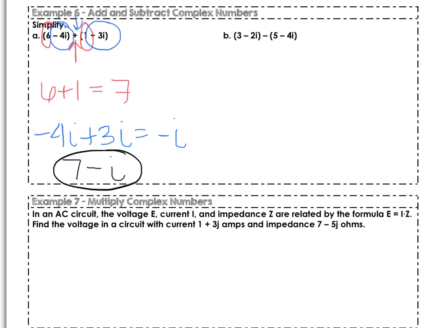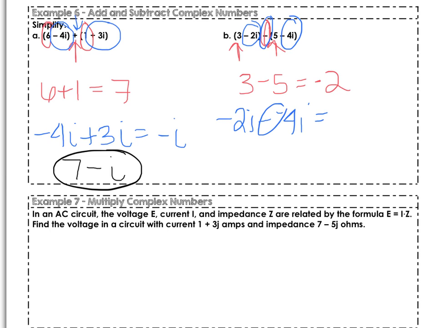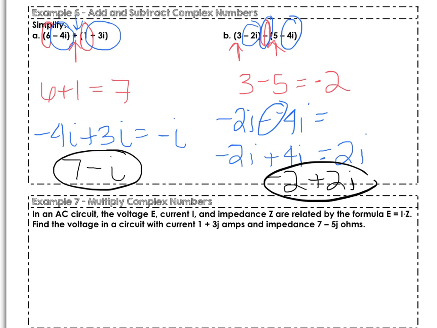Well, let's keep going. Now we need to remember that we're going to be subtracting. So we're going to have 3 minus 5. 3 minus 5 is going to get me negative 2. Now let's look at our complex portion. Negative 2i minus negative 4i. Notice that I articulate these things just so I make sure I'm noticing that a negative times a negative is a positive. So I really have negative 2i plus 4i, which gets me 2i. So my final complex number answer is negative 2 plus 2i.